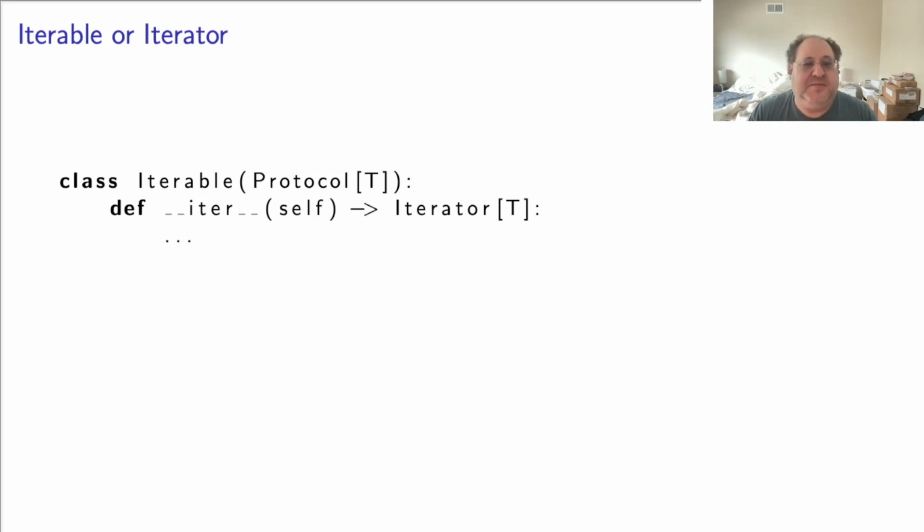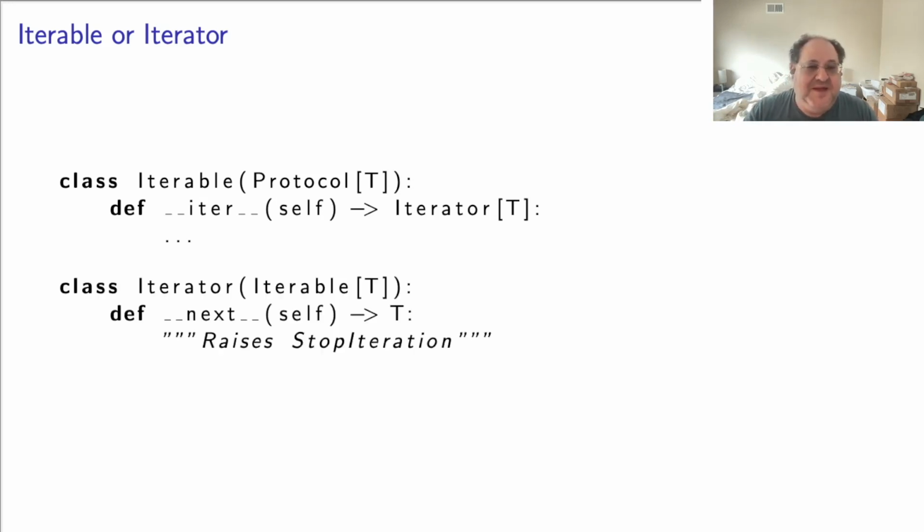An iterable is something that has a method dunder iter, and it returns an iterator. What's an iterator? An iterator is an iterable that has a method dunder next that returns an item or raises StopIteration. It is an instance of iterable, so it also has a method dunder iter.